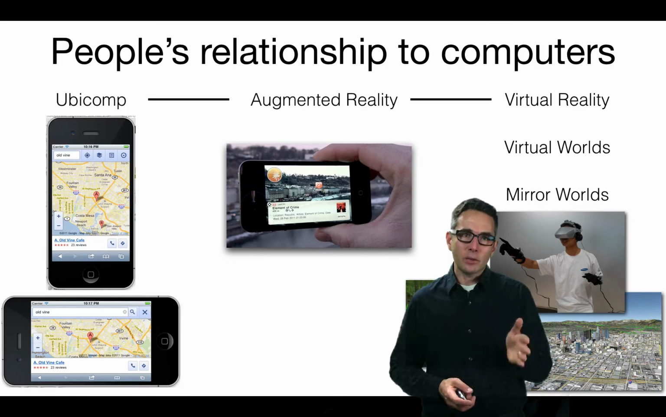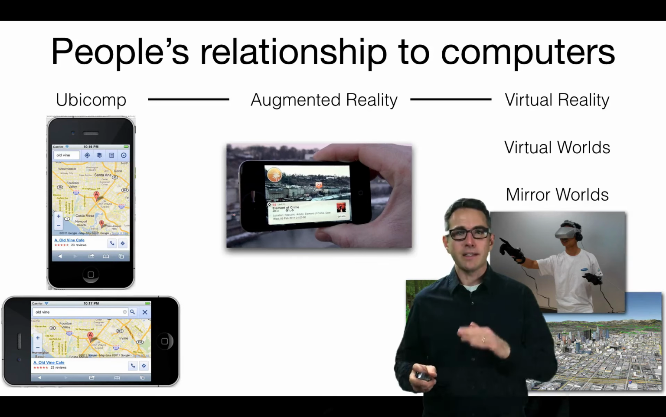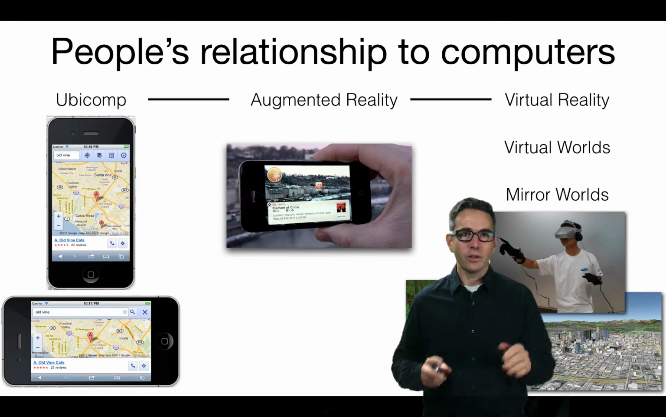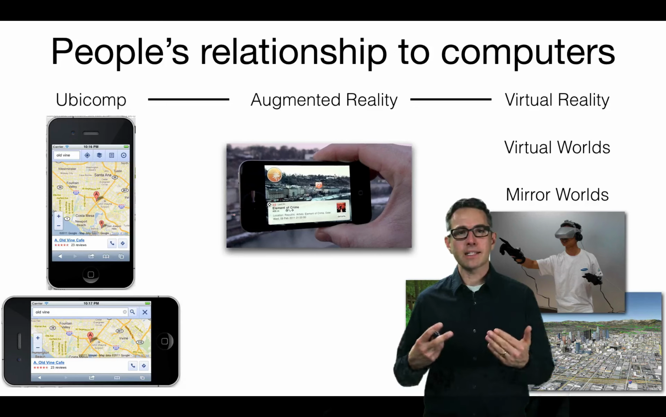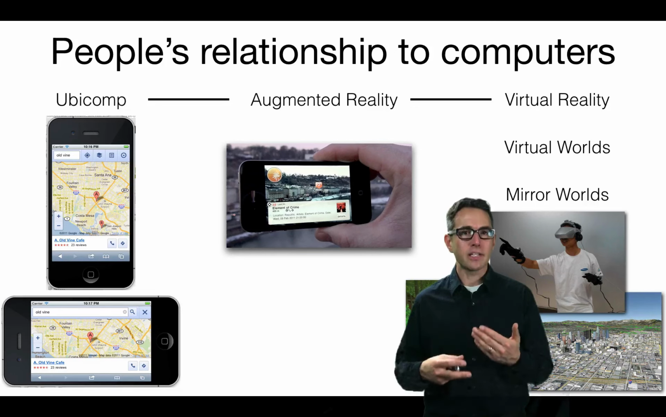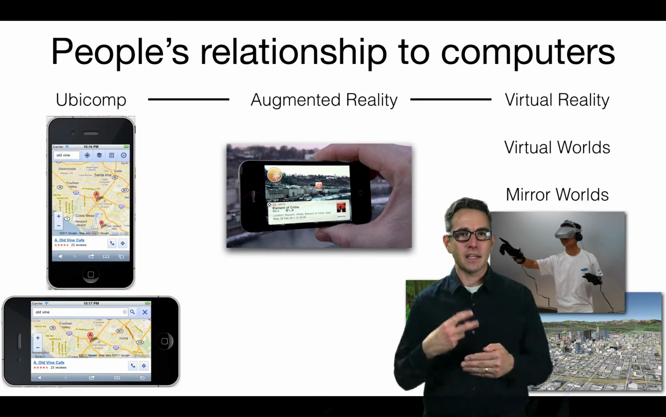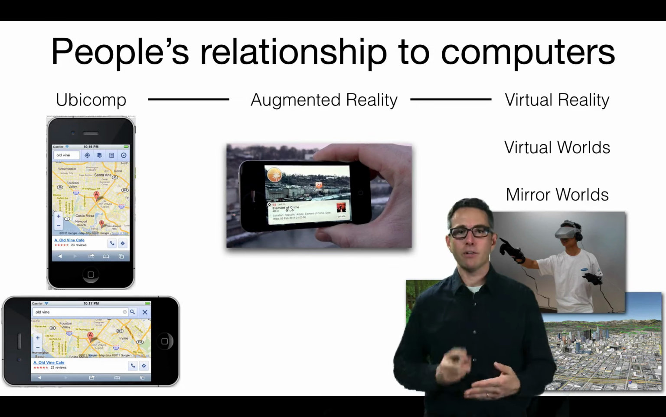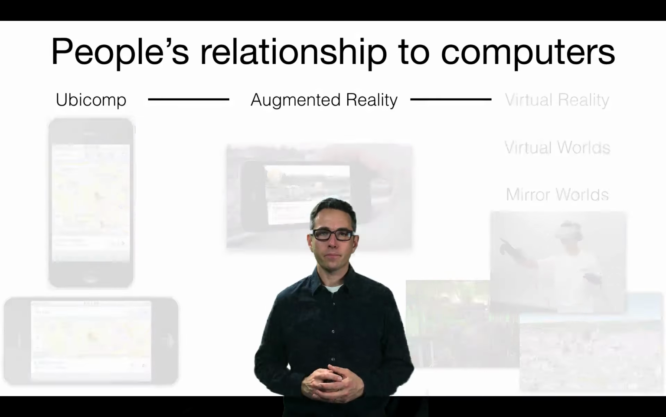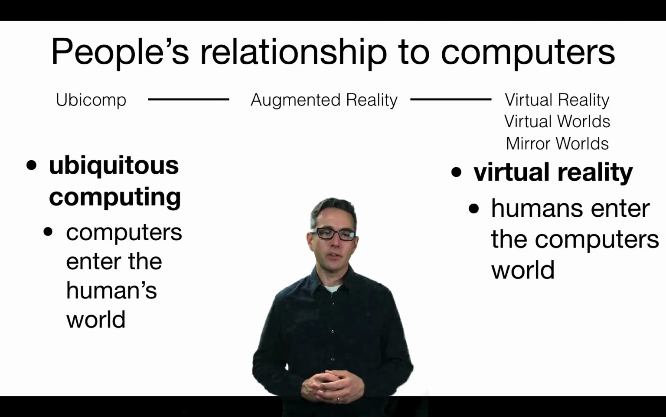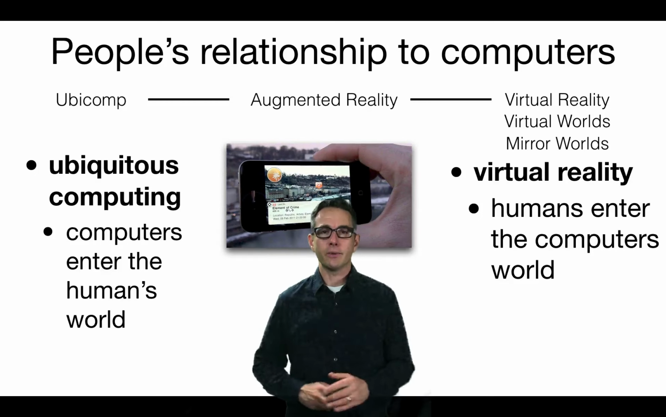Weiser wanted to say that ubiquitous computing was different than virtual reality because the computer entered your world, and in virtual reality, you entered the computer world. In augmented reality, it's something like a hybrid. The computer is acknowledging that it's existing in your world, but you're also entering into the computer's world. Maybe this is the boundary between ubiquitous computing and virtual reality. A little bit of both. So to summarize, computers enter the human's world in ubiquitous computing, and humans enter the computer's world in virtual reality, with augmented reality being a hybrid.